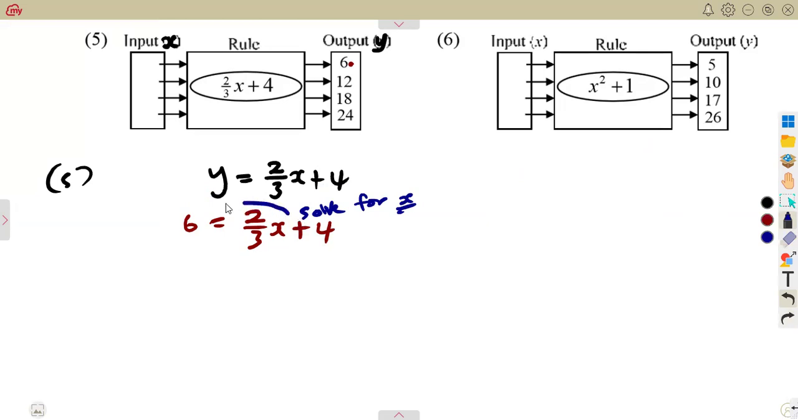All right, so let's take 4 to the other side. That is going to be a minus. It was a positive, this side will be a minus. 6 minus 4, which is a 2. So 2 is equal to 2 over 3x.